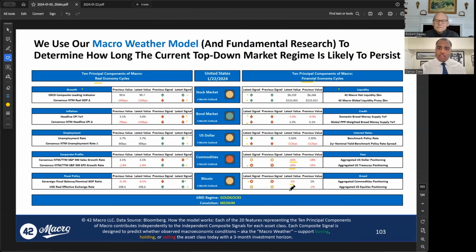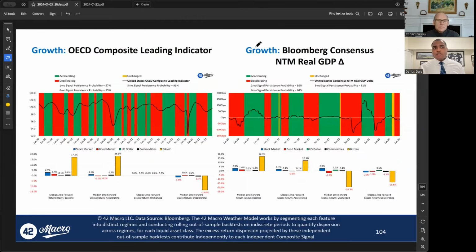And then investors are net short all the equity market instruments the CFTC COT keeps track of, to the tune of minus 3%. That is a neutral signal. And so each of these signals, Robert, contributes independently to each asset class in the middle of the page. What do I mean by contributes independently? Well, let's look at a specific example to understand how the tool actually functions. So we'll unpack the growth component.